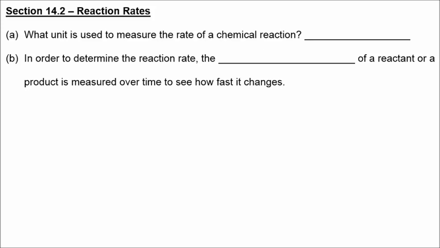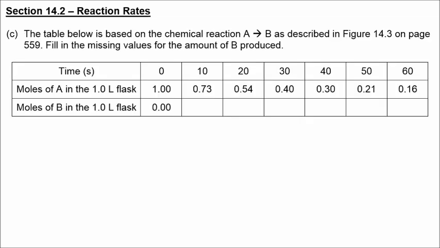Section 14.2, Reaction Rates. What unit is used to measure the rate of a chemical reaction? It's normally molarity per unit time, so molarity per second or molarity per minute. In order to determine the reaction rate, the concentration of a reactant or a product is measured over time to see how fast it changes.